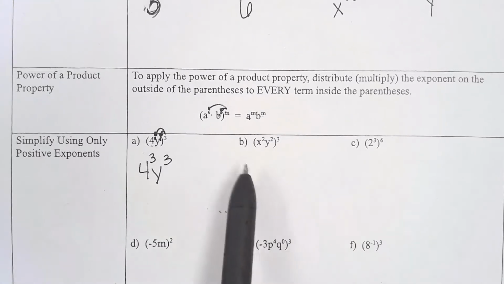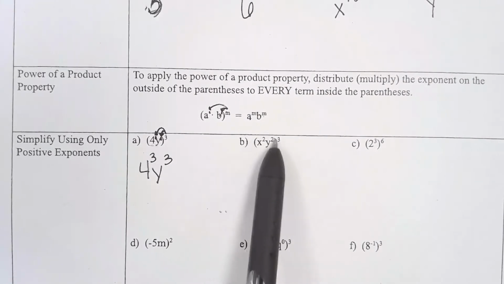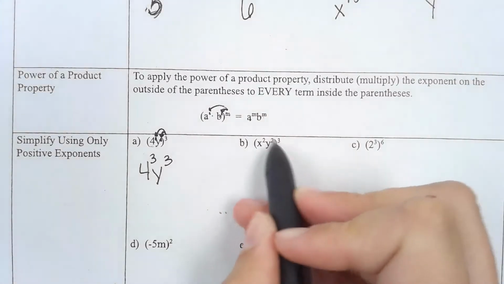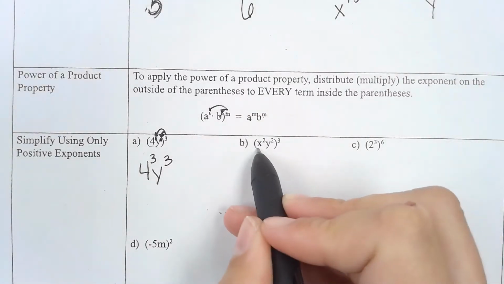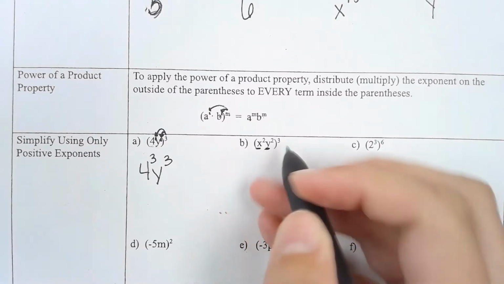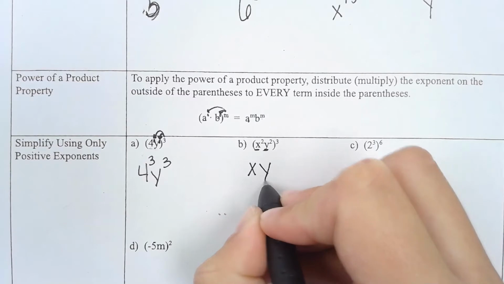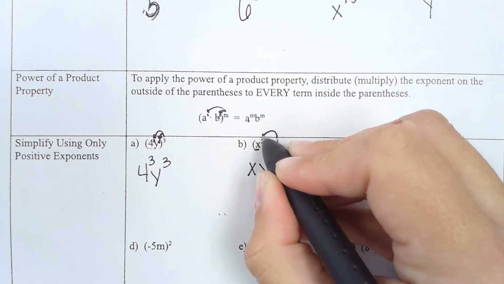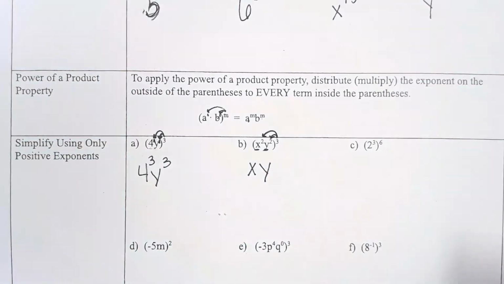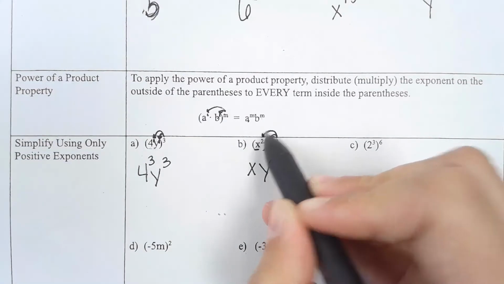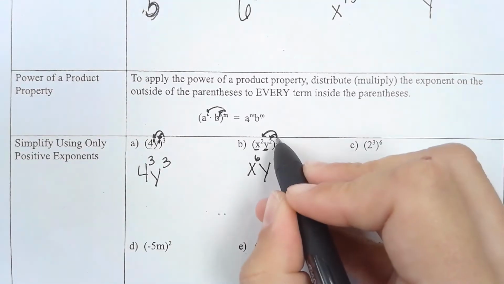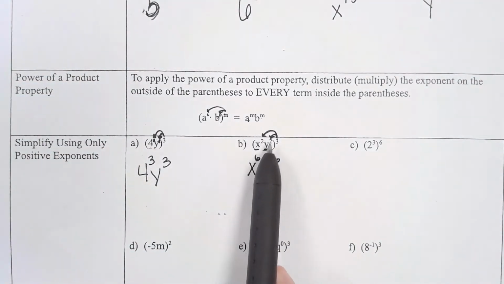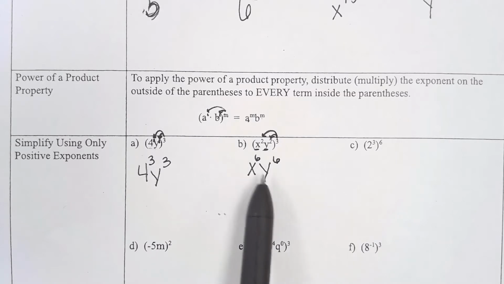Okay, look at B. I can't simplify x or y. Everything is already simplified. When you're taking this to the 3rd power, you're keeping your bases the same, so you're still going to leave x and y in your answer. You're going to distribute this 3 to all the other exponents inside. So we have 3 times 2, which is 6, and another 3 times 2, which is 6. So x to the 2nd, y to the 2nd, all to the 3rd is x to the 6th, y to the 6th.